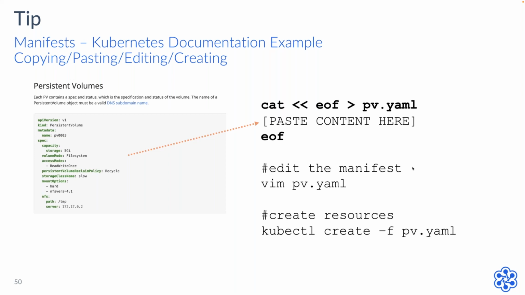I can then jump into a Vim session and do some more editing and updating, introducing some more fields, some fine tuning of that manifest file. And then finally, I can create the resource. So this is a very useful technique, again, to do things quickly in the exam session.